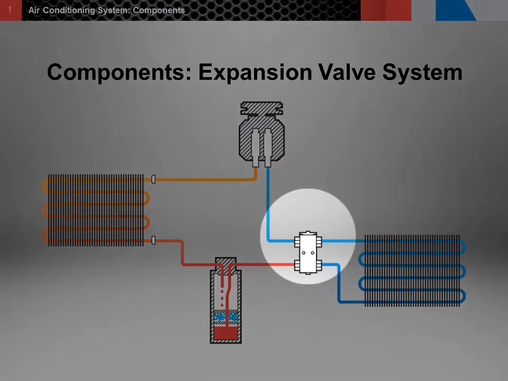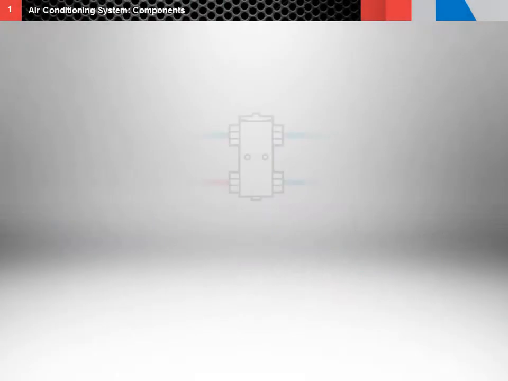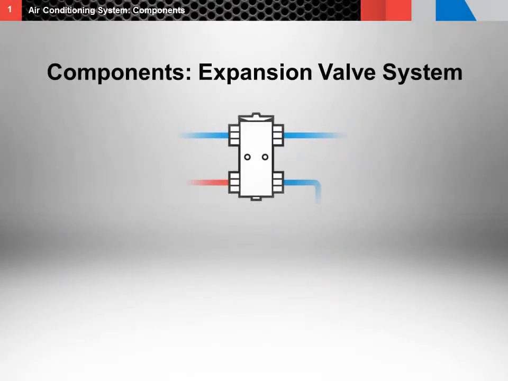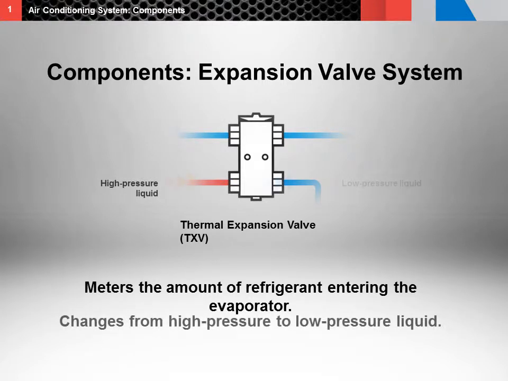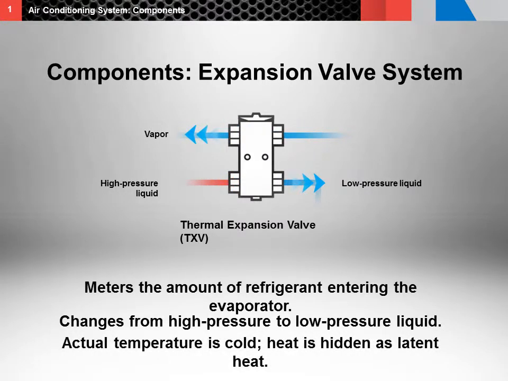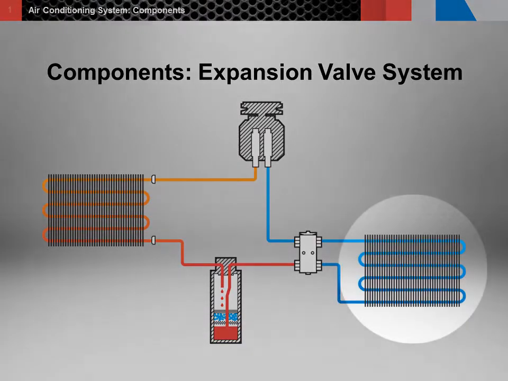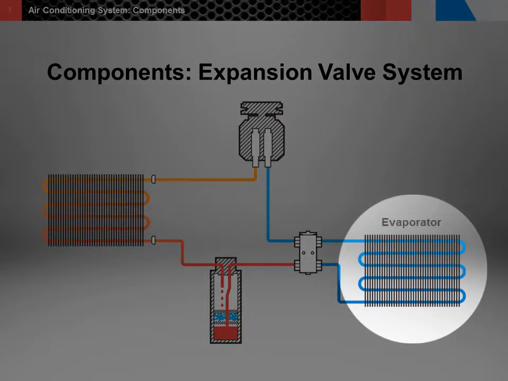Next, we'll take a look at the expansion valve. The expansion valve meters the amount of the refrigerant entering the evaporator. As the refrigerant enters the evaporator, it changes from high pressure to low pressure liquid, then vaporizes as it absorbs heat. The actual temperature of the refrigerant in the evaporator is cold, with the heat hidden in the refrigerant as latent heat. The next component is the evaporator.